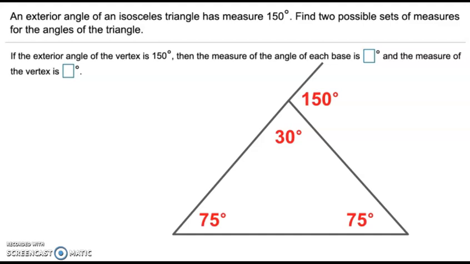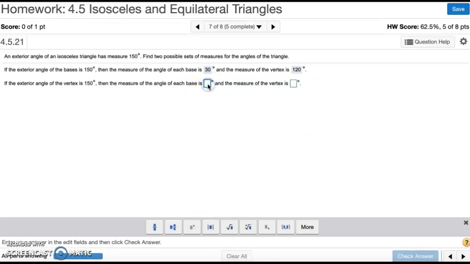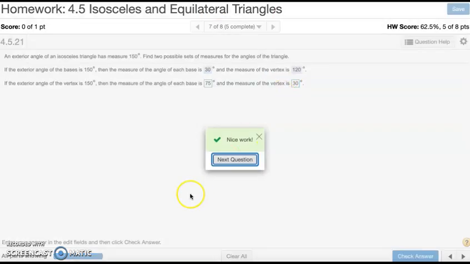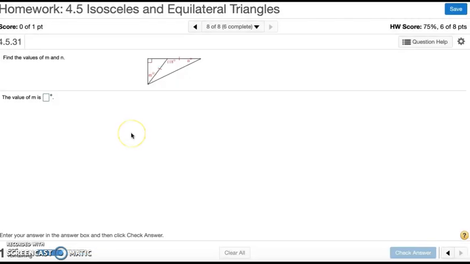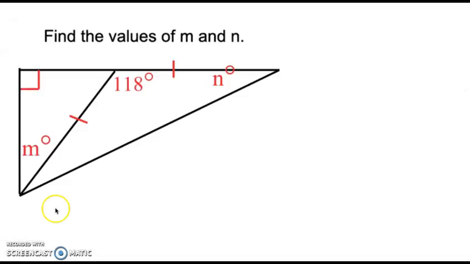So let's type that in. So the measure of each base is 75, and the measure of the vertex is 30. And that's number 7. Number 8, find the values of m and n. So let's take a closer look at it.